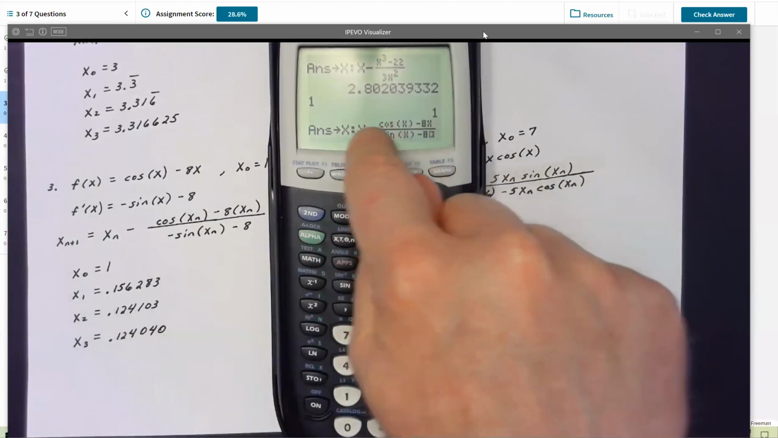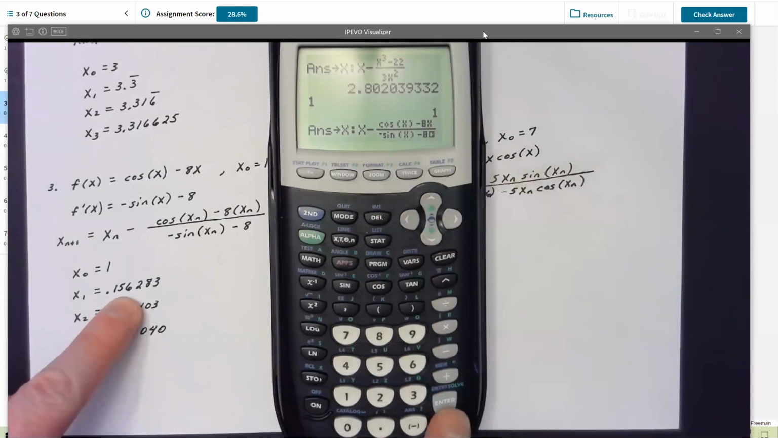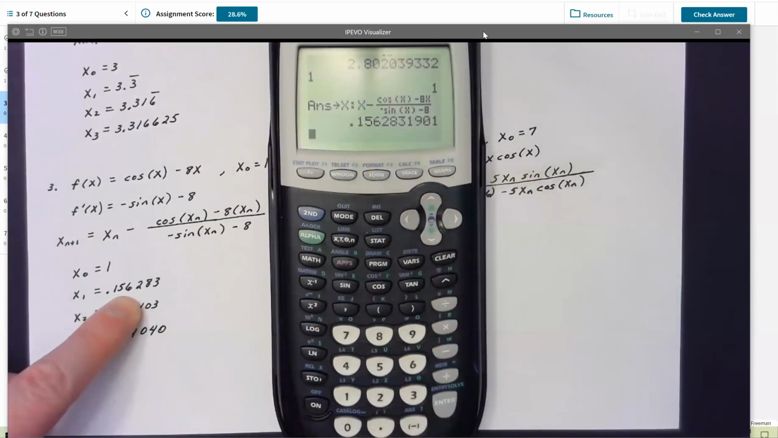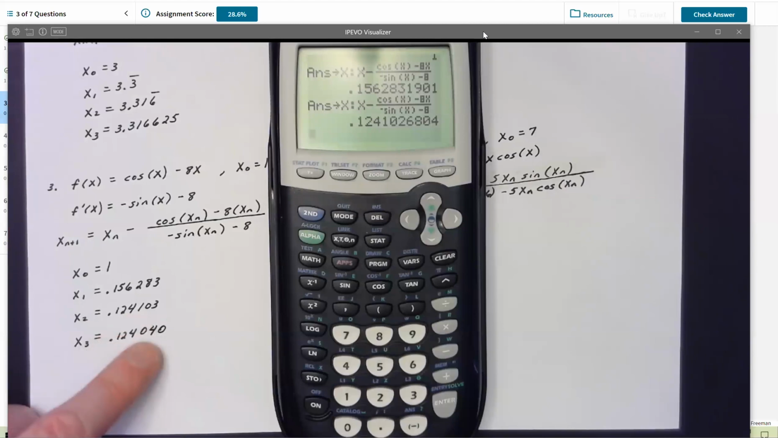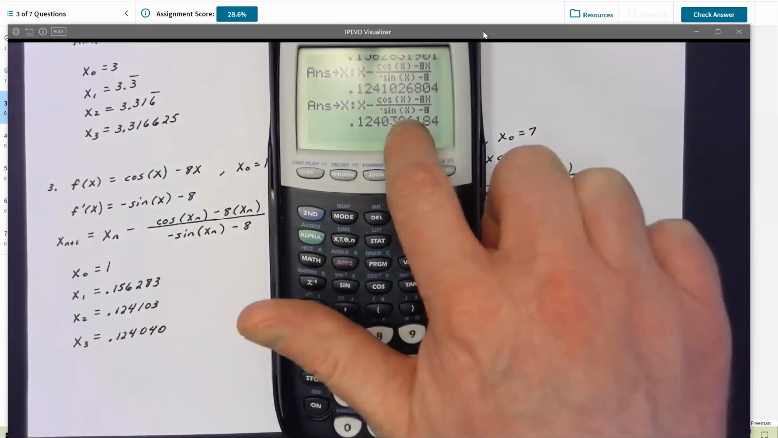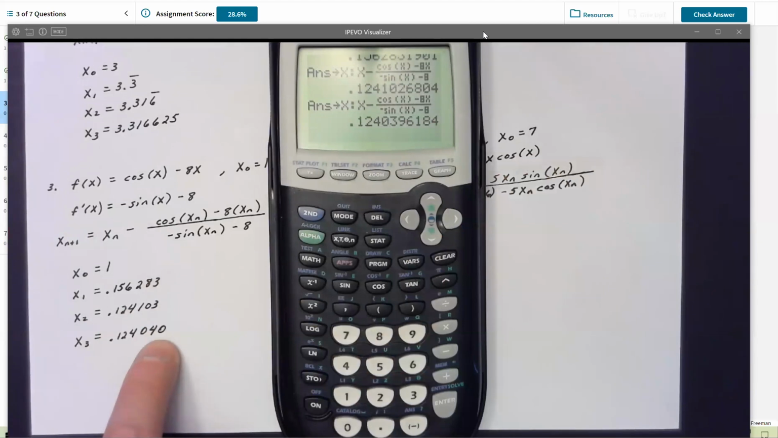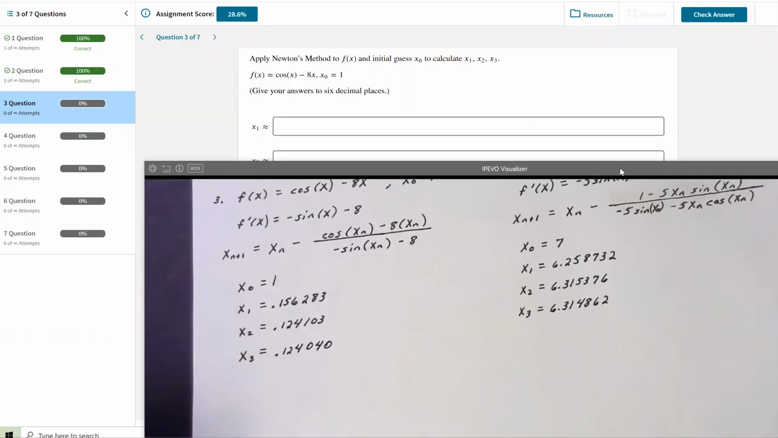It's going to take that initial guess, plug it into the function to get my first refined guess of 0.156283. And then we can say, well, we take that answer, plug it in, you get 0.124103. You take that answer, plug it in, and you get 0.124036 to 6 decimal places. This 6 is going to round the 39 up to a 40, so that's why I have that answer to 6 decimal places. Now we'll say, okay, we'll take this answer in here, and I'll try to lift that up a bit so I can still see both.